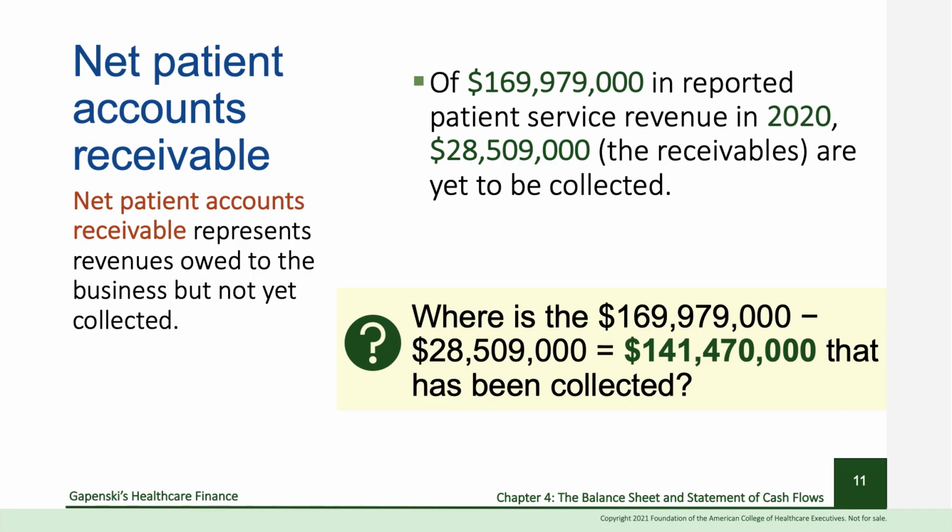Net patient accounts receivable is the amount that is already a part of the net patient service revenue. Of the $169 million reported in patient service revenue in 2020, approximately $28 million are the receivables that are yet to be collected. So where is the balance, the 169 million minus 28 million, 141 million that has been collected? This amount is already a part of the net patient service revenue because it has been collected, and that becomes the net patient service revenue that you have earned as a part of your operating income.